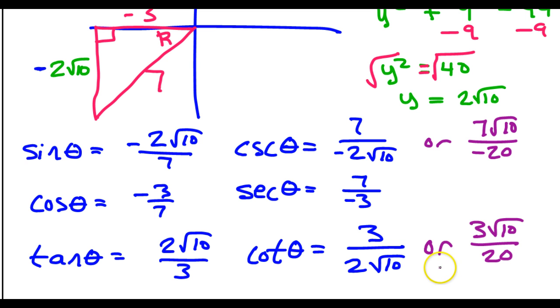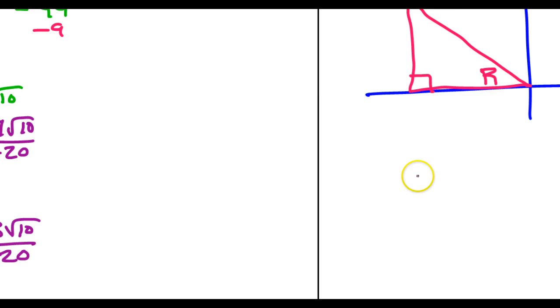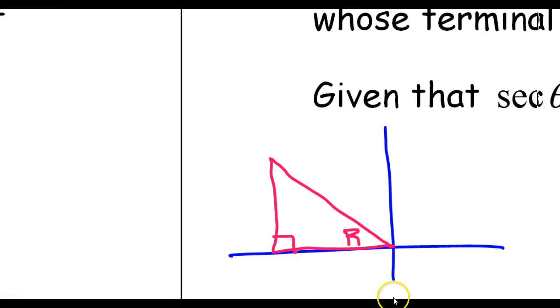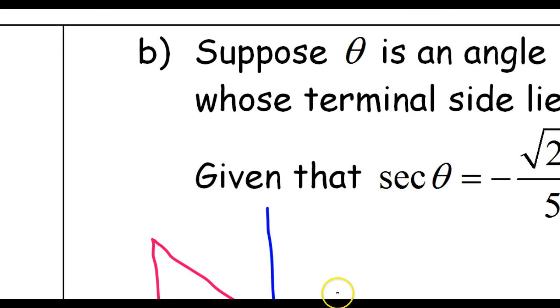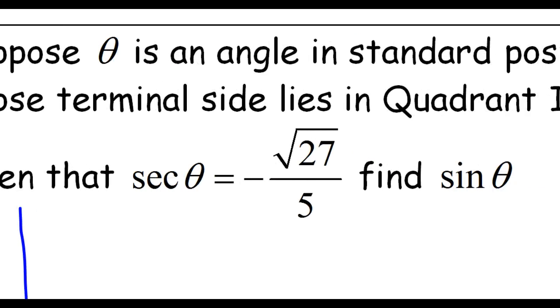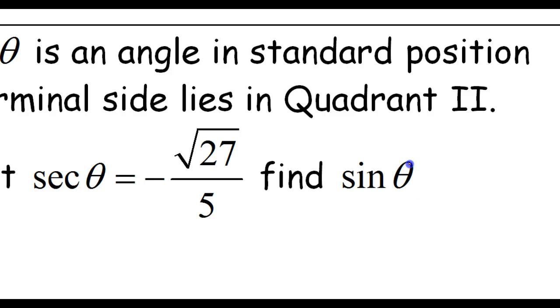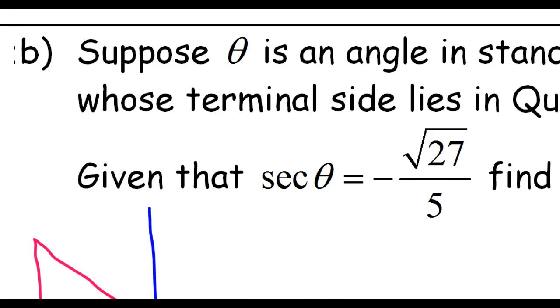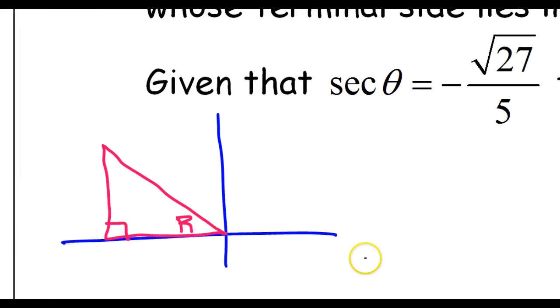Okay, so that is how you do that. Before I end this lesson, let's look at one more example. Alright, number 2, part B. This time we're told that the terminal side lies in quadrant 2, and we're given the secant. So here we are drawing a picture of quadrant 2. And again, we can use this reference angle, even though the real angle goes like this.